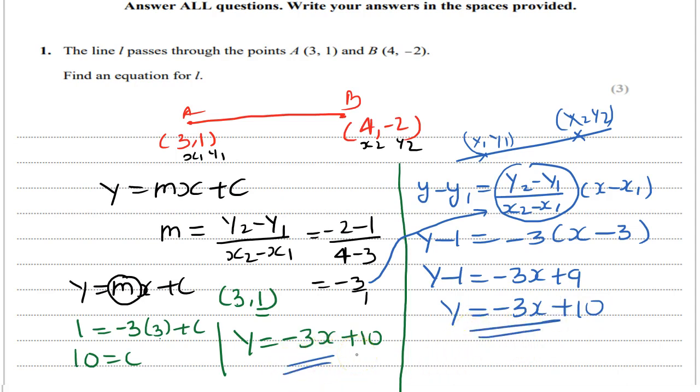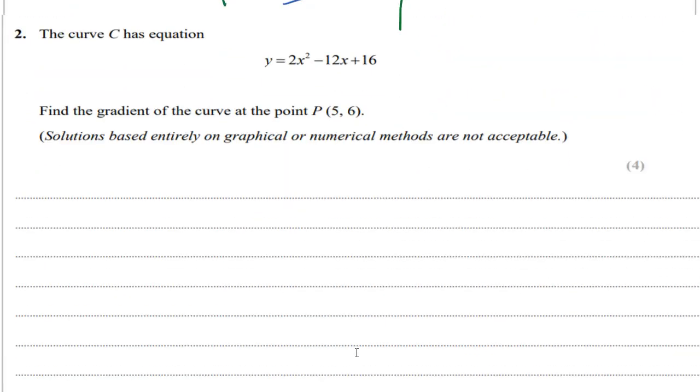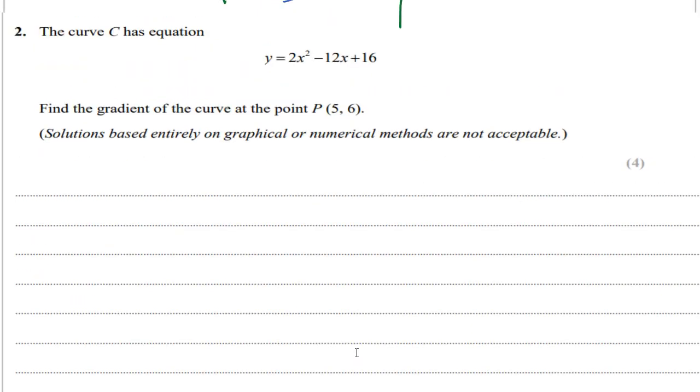And this is just a 3 marks question. Question number 2: the curve C has the equation y equals 2x squared minus 12x plus 16. Find the gradient of the curve at the point P (5, 6).